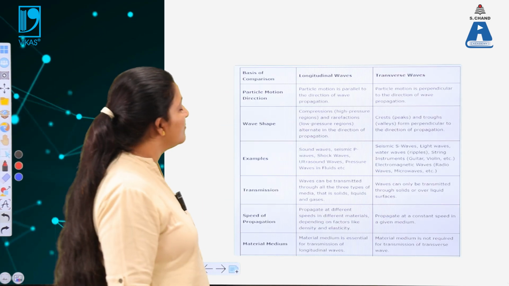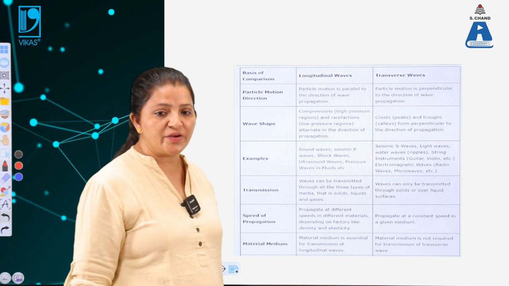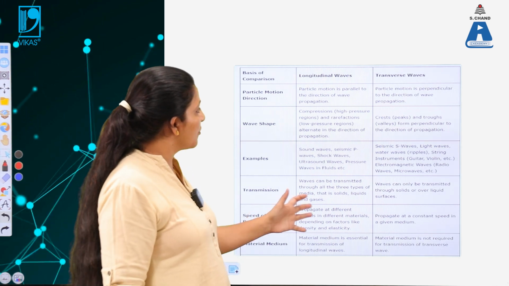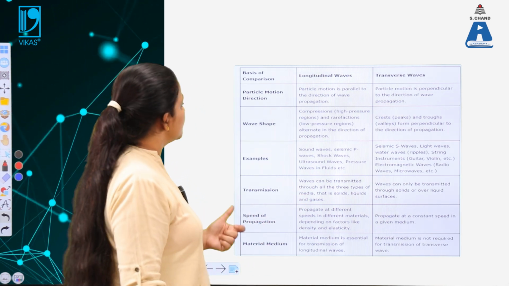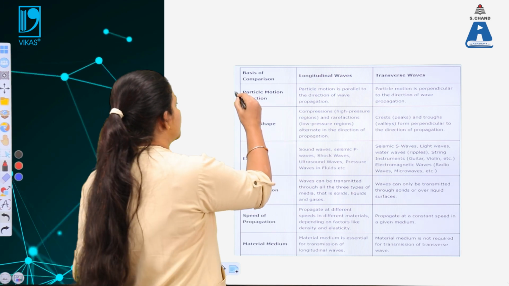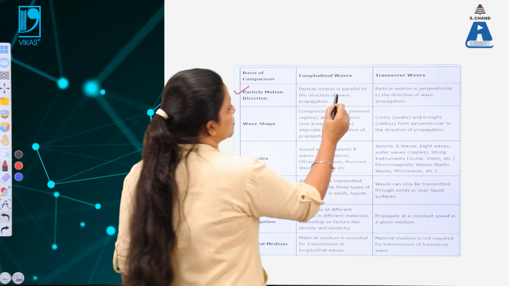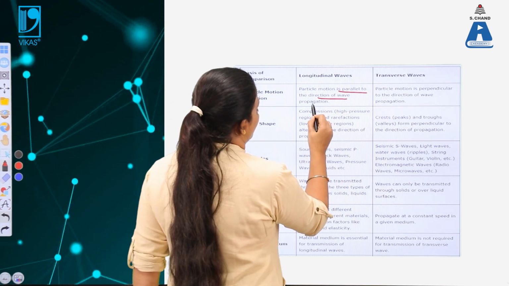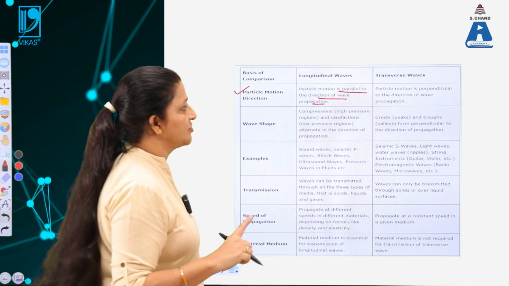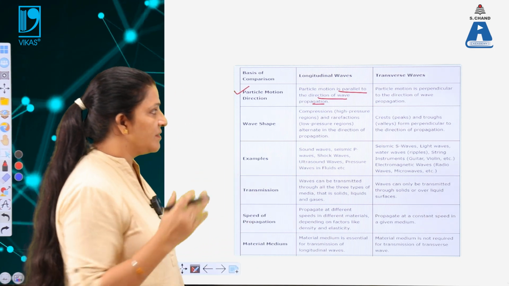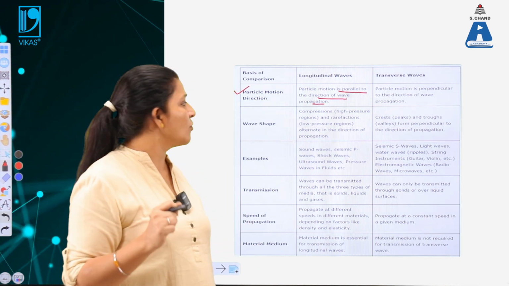Now, next is what are the differences between these two waves? Differences between the longitudinal and the transverse wave. First is the particle motion direction. We know that in the longitudinal wave, the particle motion is parallel to the direction of wave propagation. Both are in the same direction. While in the transverse wave, they are in the perpendicular direction.